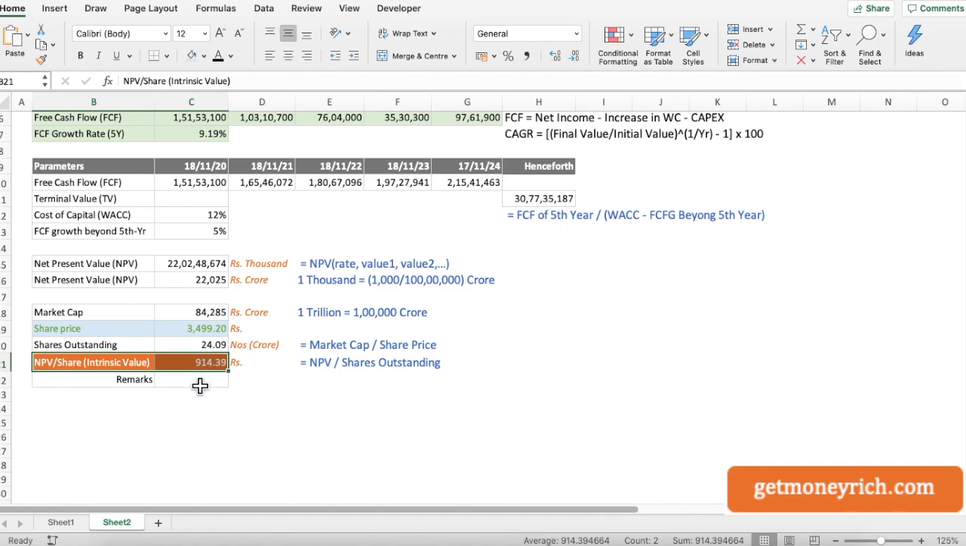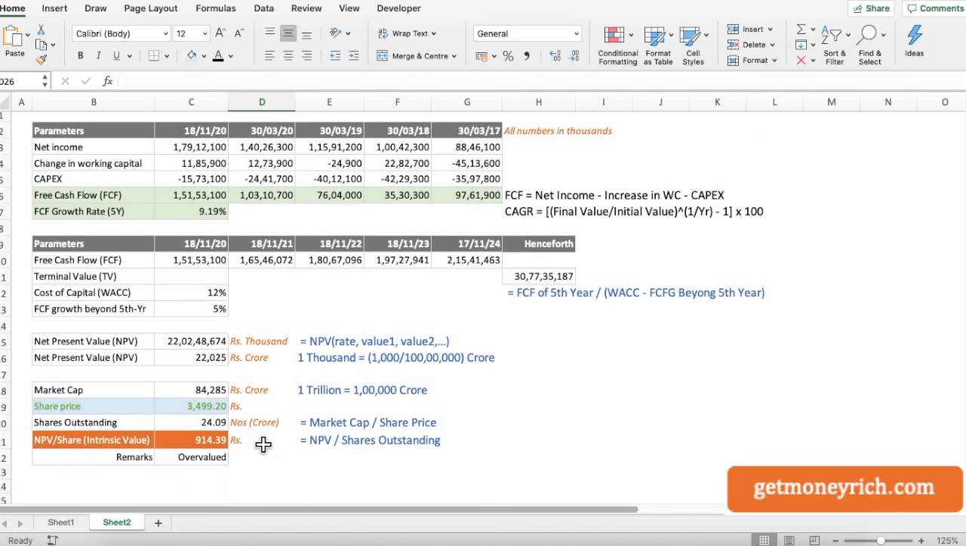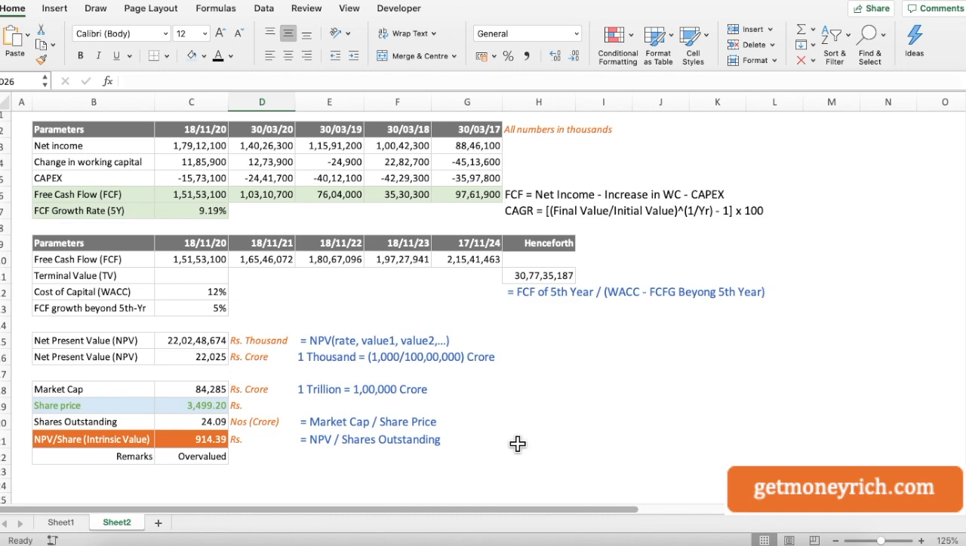So how to know if this value is fair or not? We have to compare this with the share price. The current share price is 3499 and the intrinsic value, the fair price, is 914. It means this share is overvalued. Why overvalued? Because we want to buy this share at 914, but currently it is trading at 3499. So almost 3.5 times. So that's why it is overvalued. So this is the process where you can judge the intrinsic value of a stock in a very, very quick time.